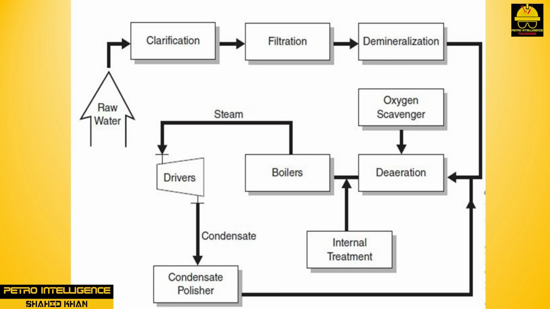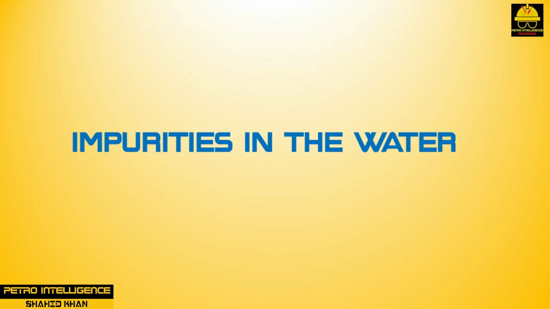It is essential that all impurities be removed, otherwise, harmful scales or excessive corrosion will occur in the boilers. High concentrations of dissolved solids in boiler water will cause foaming of the water within the boiler. Foaming produces carryover of impurities in the steam, resulting in deposits on the turbine wheels.